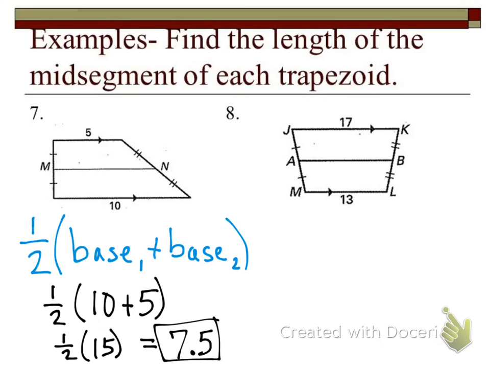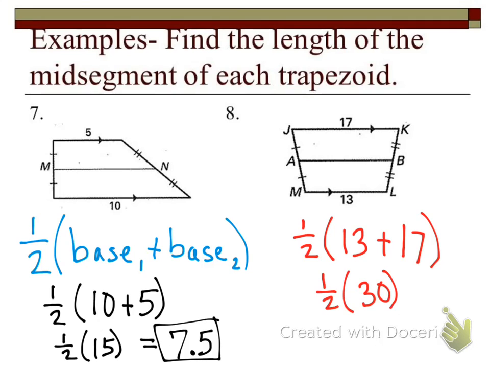Alright, same thing on number 8. I need to find the average of the 2 bases, which is 1/2 times the sum of the bases. When I add this together, what do I get? 30. And what's half of 30? Or 30 divided by 2? 15. Good. Again, you might be able to do it just by looking at it, like what number is in between, like halfway between these two. 15. Some people can just look at it and figure out what the average is.